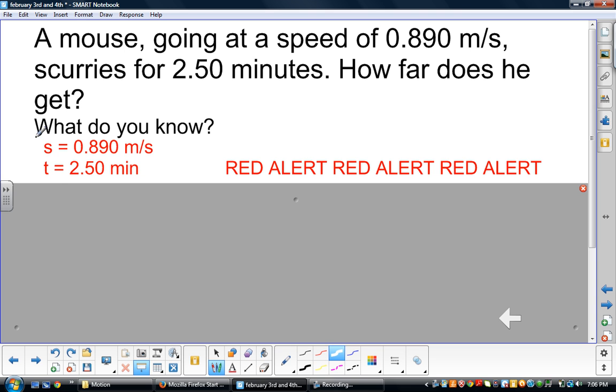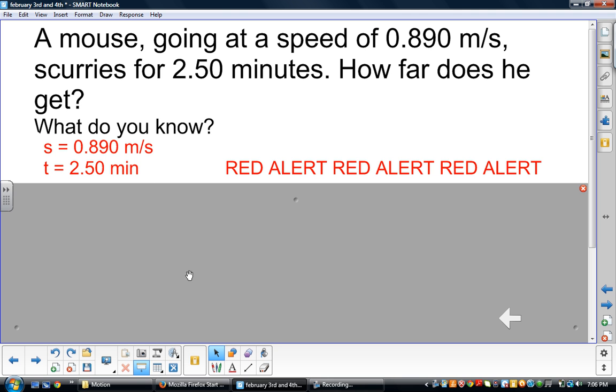Again, it's not good enough just to write down those values. That is not good enough. That will not get full points. That will lose points. You have to identify them also. Now, red alert, red alert. Oh, something very, very important, very, very bad is going on. Do you see what it is?